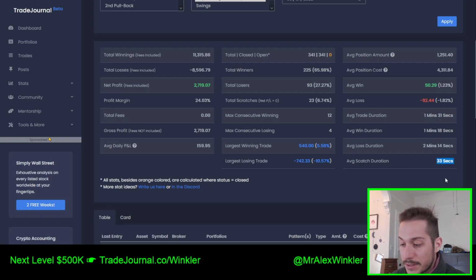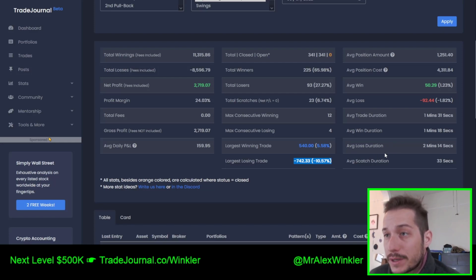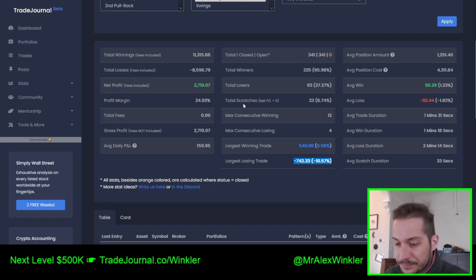Scratch duration, that's basically when I get out for break even. Largest winning trade, yeah, this is okay, but look at this, largest losing trade. I don't really like to see that being so high, especially higher than my largest winning, so that's not ideal. But overall, it was a really slow month for me.